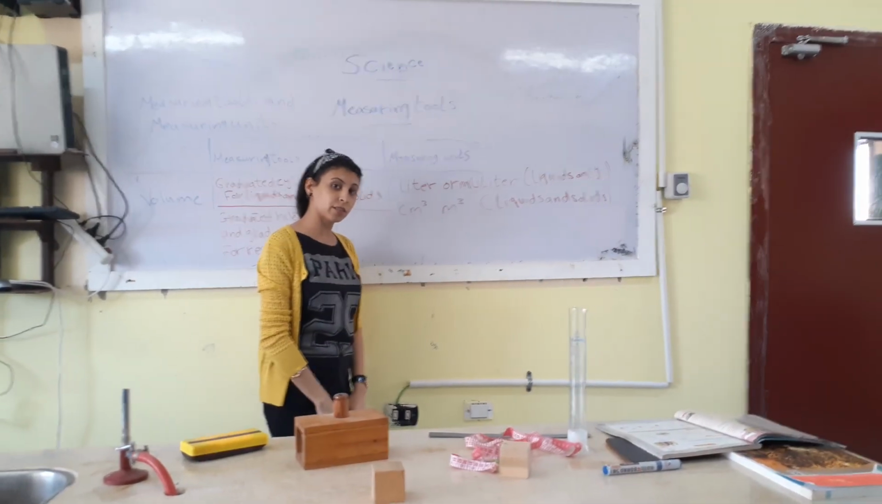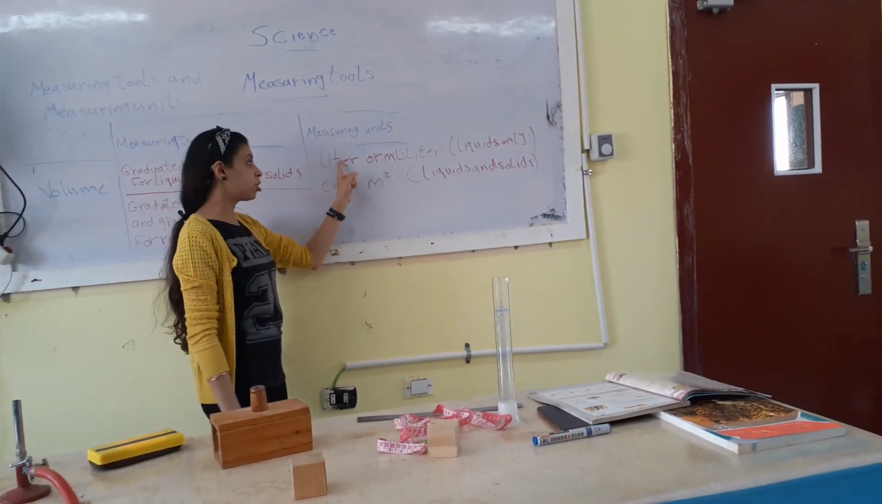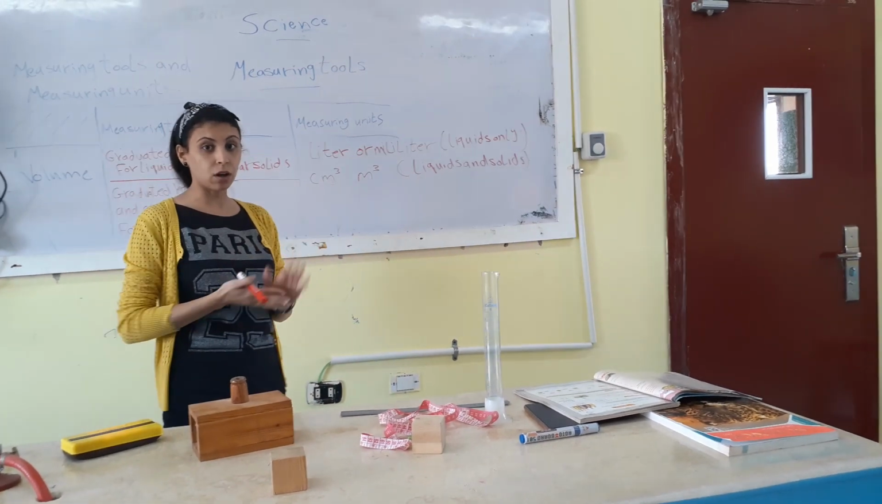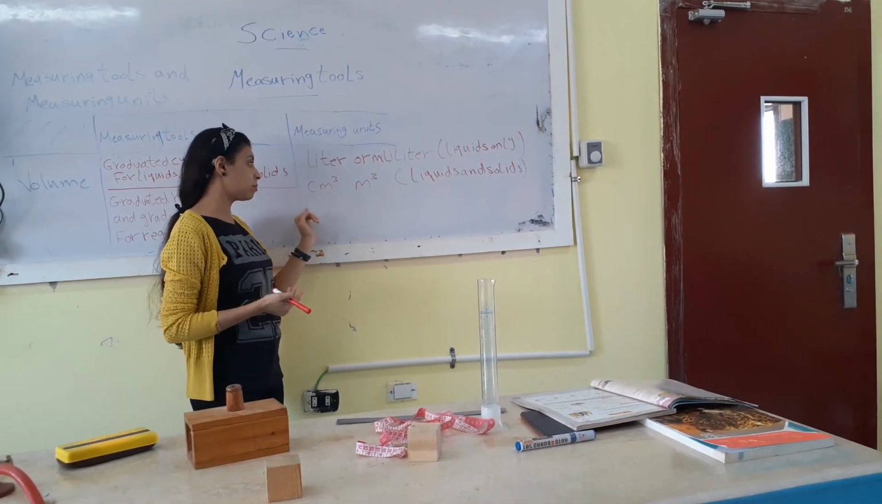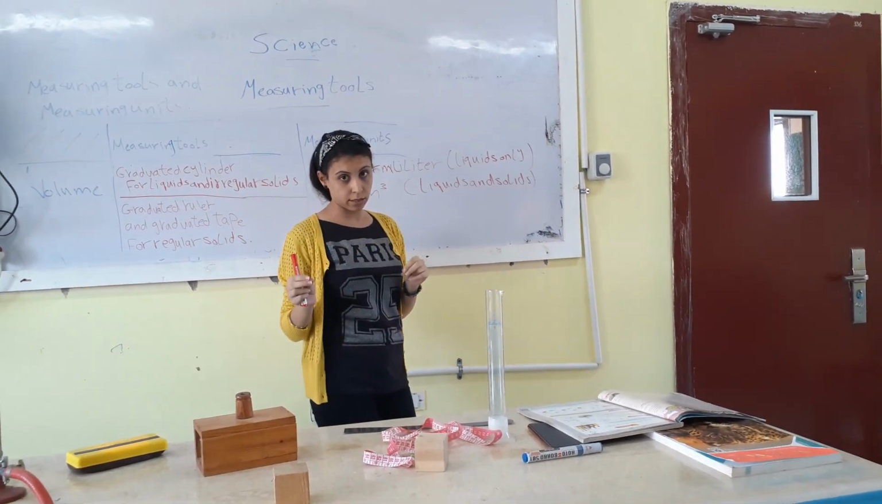The measuring units of volume: we use liter or milliliter for liquids only. And we use cubic centimeter and cubic meter for both liquids and solids. Okay.